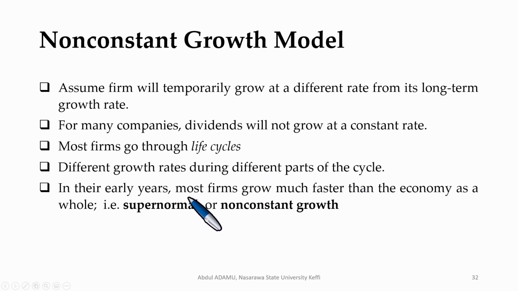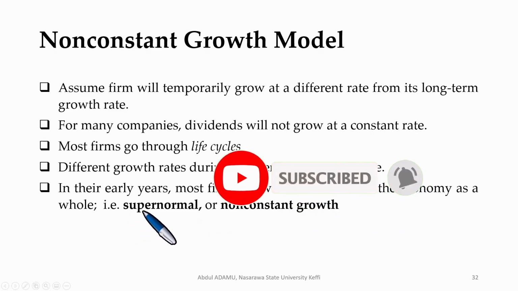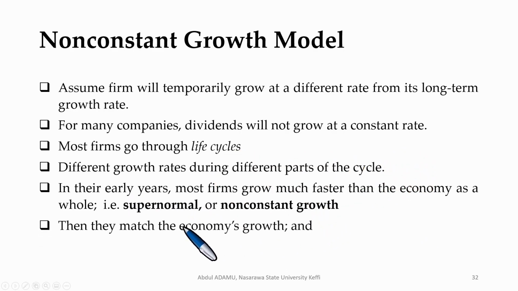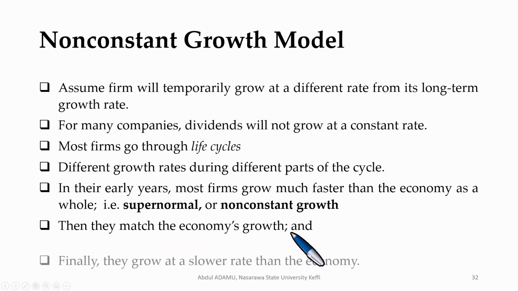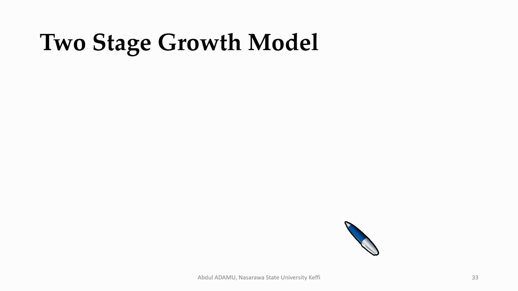In their early years, most firms grow much faster than the economy. So their growth rate at the earlier stage will be faster, and that growth rate is what we refer to as the supernormal or the non-constant growth rate. Then later they match the growth of the economy, and finally they grow at a slower rate, which may later become a constant growth rate.